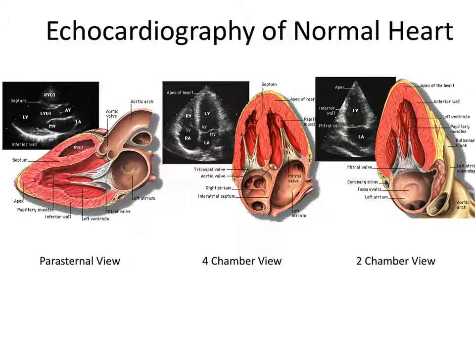What is the inferior wall? What is the septum of the ventricle? Here's the septum. It's the muscle that's between the two chambers, the apex, valve plane, etc.